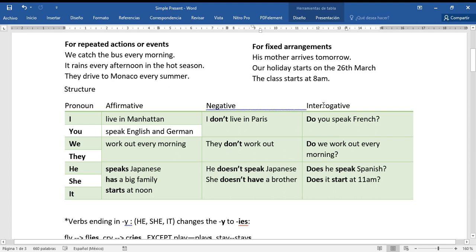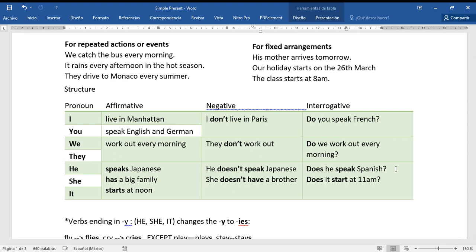Now, in the interrogative form, I use auxiliary does, the subject, and the verb in simple form. For example, does he speak Spanish? Does it start at 11 a.m.? Does she have a big family? The auxiliary helps the verb to show that it's in present simple. Now, the answer can be different. You can say, yes, he does, no, he doesn't, or yes, she does, no, she doesn't, depending on the person.